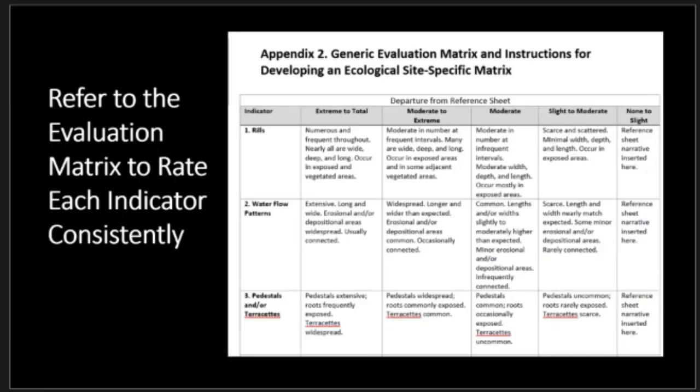The evaluation matrix that will be in Appendix 2 of version 5 should be referenced when rating these indicators to ensure consistent ratings. We can develop an ecological site specific matrix if that's desired, and that would give greater consistency and detail when completing those assessments.